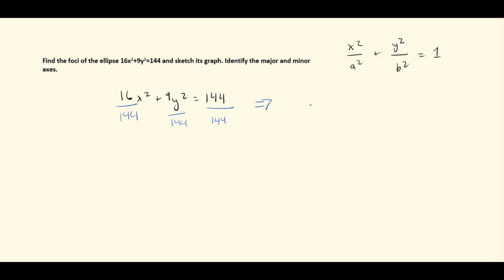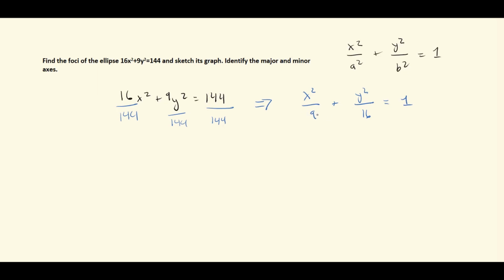So when we do that, we get 16 divided by 144, which simplifies to 1/9. So we're going to have x squared over 9 plus 9y squared over 144. 9 over 144 simplifies to 1 over 16. So we have y squared over 16, and then 144 divided by itself is just 1, and there we go. Now we have it in the form we want it to be in.